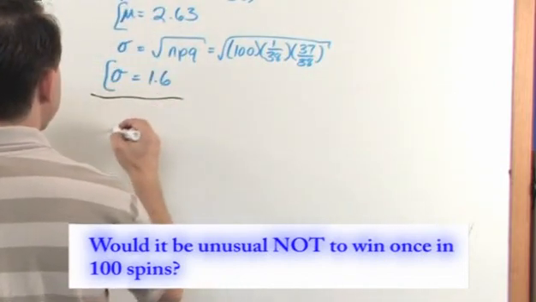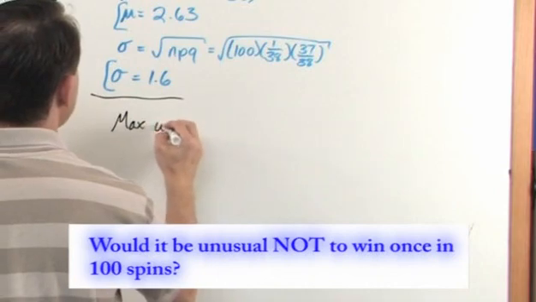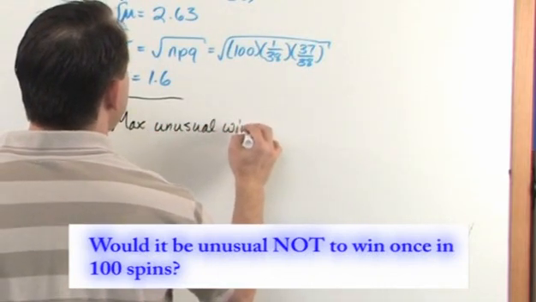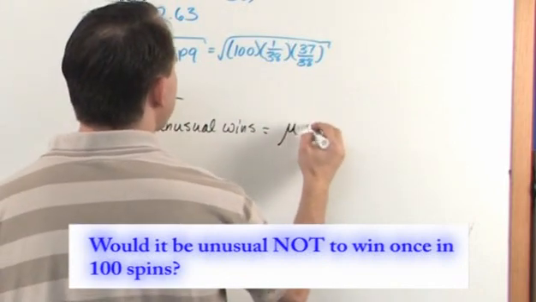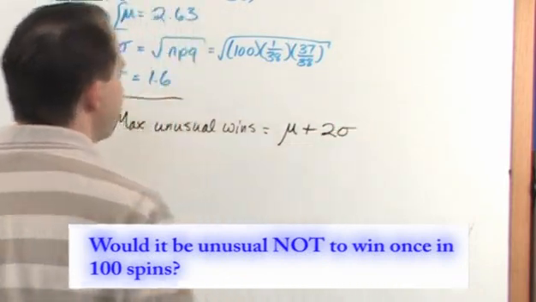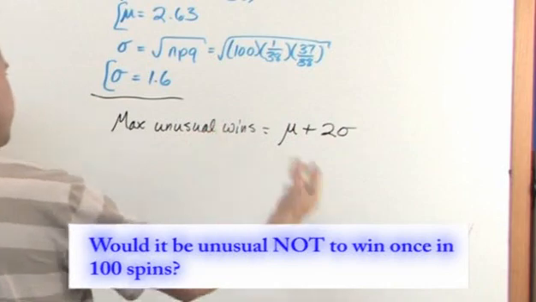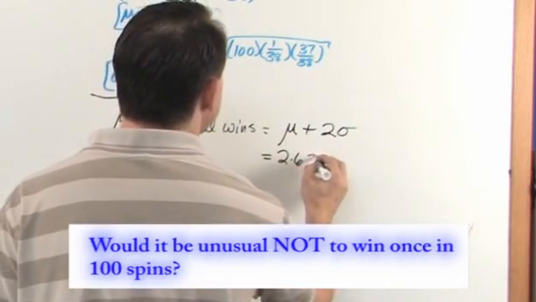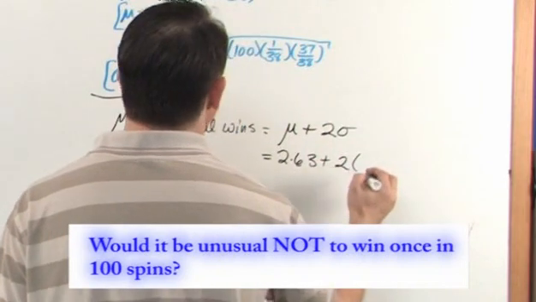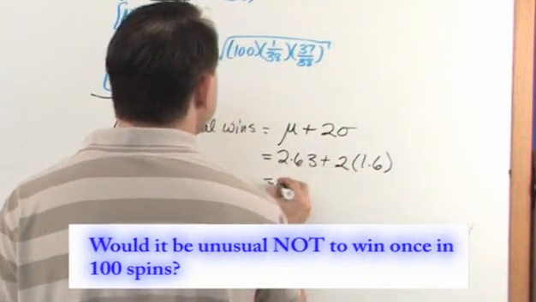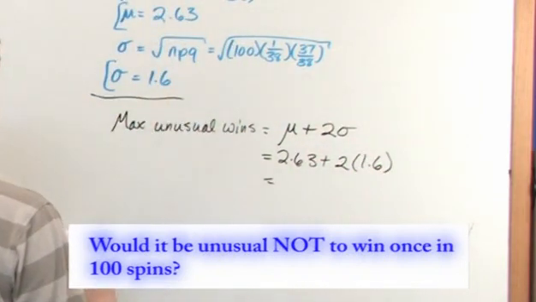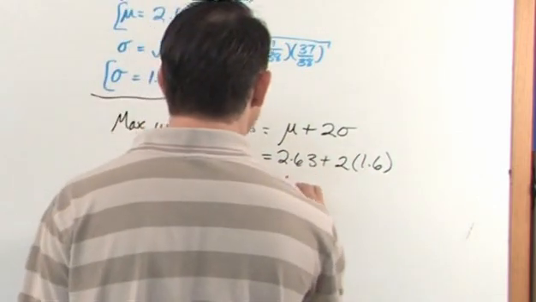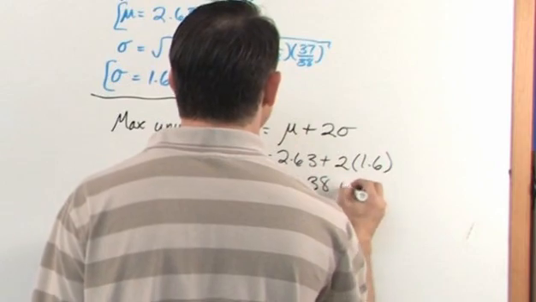And so we're going to say here that the maximum unusual number of wins is going to be equal to the mean number of wins plus 2 standard deviations. That's 95% of the people are going to be plus or minus 2 sigma. So the mean was 2.63 plus 2 times sigma, which was 1.6, and when you do this math, 2.63 plus 2 times 1.6, what you're going to get out of it is 5.38 wins.